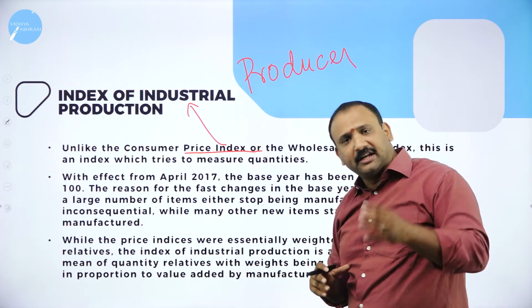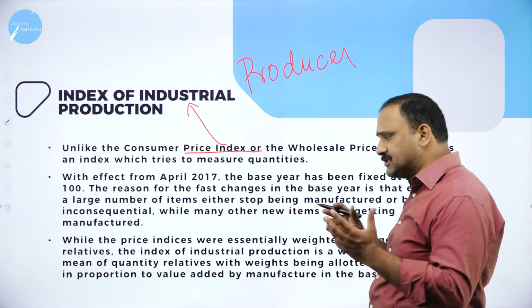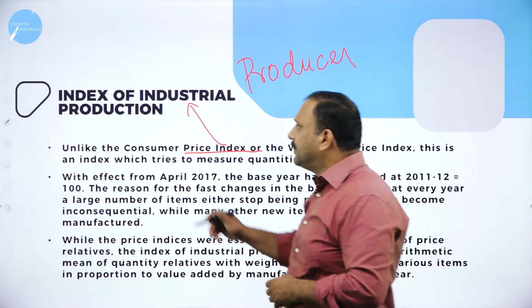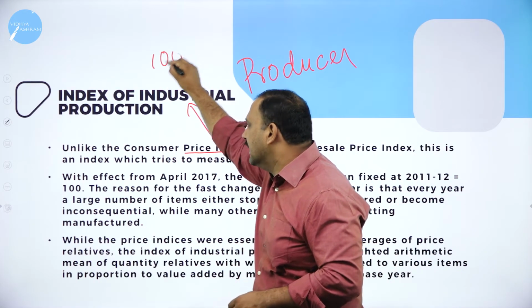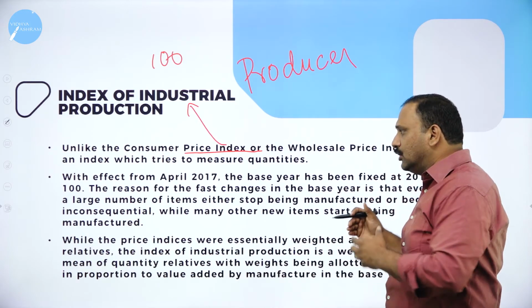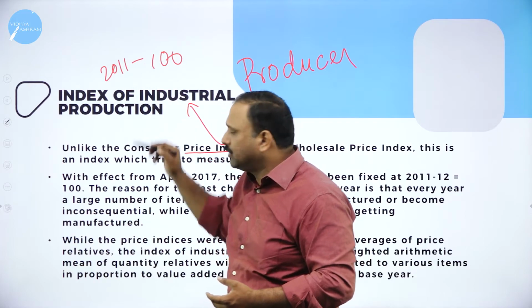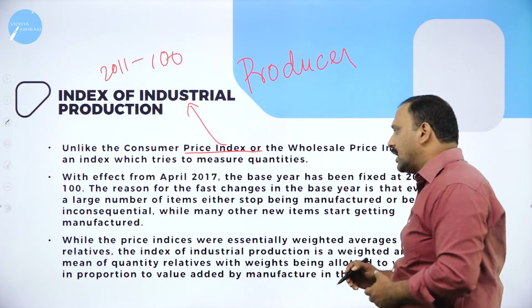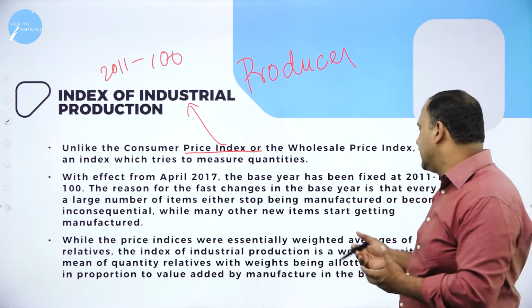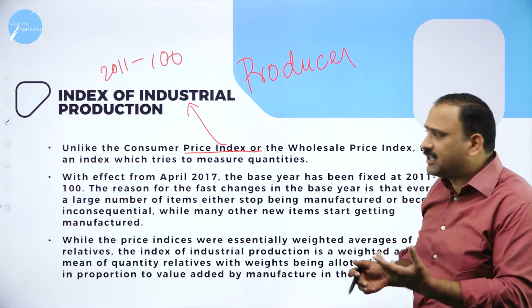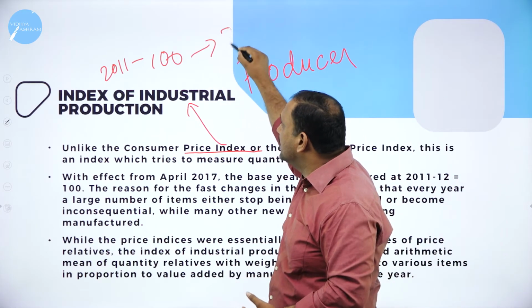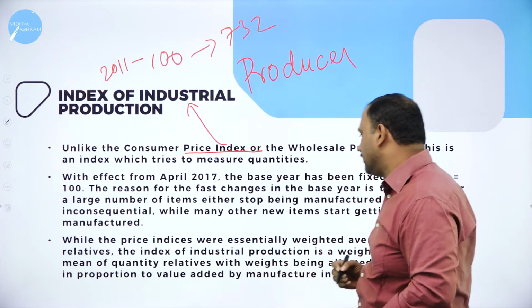From April 2017, which has been fixed as a base year, we kept the base as 100. It was actually in the year 2011 that we had gone for this base year. By April 2017 the index had gone up by at least 7 times, so it almost went up to 700 some change in terms of the base.